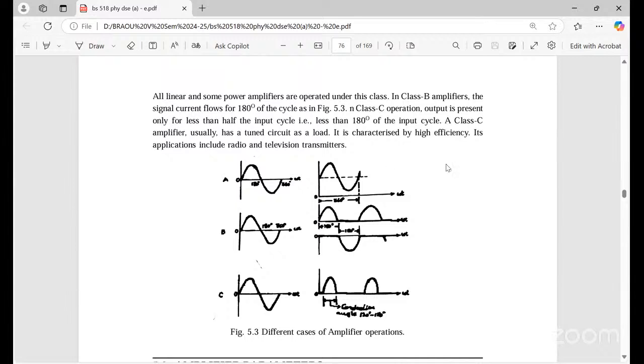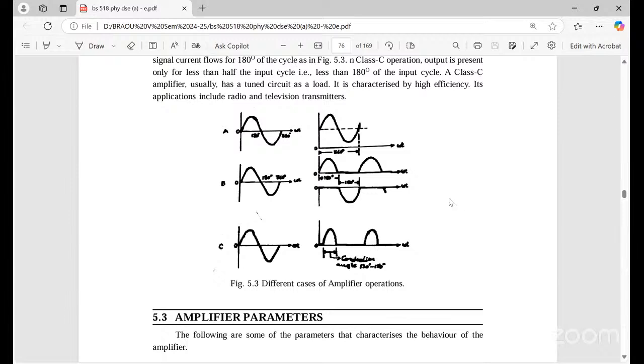Usually it has a tuned circuit as the load. It is characterized by high efficiency. Its amplification is used in radio and television transmission. Okay. This is the gap between class B. This is class A, B, and class C.